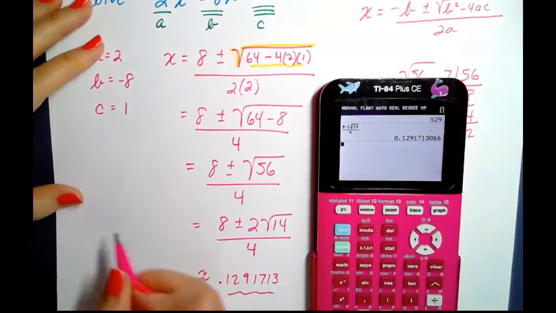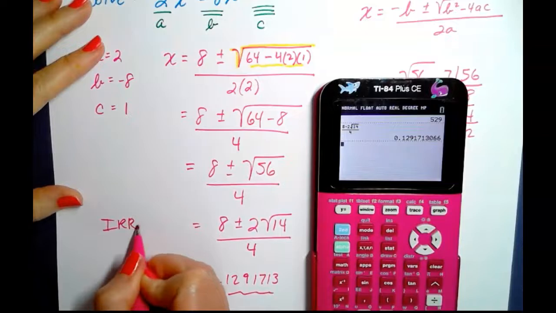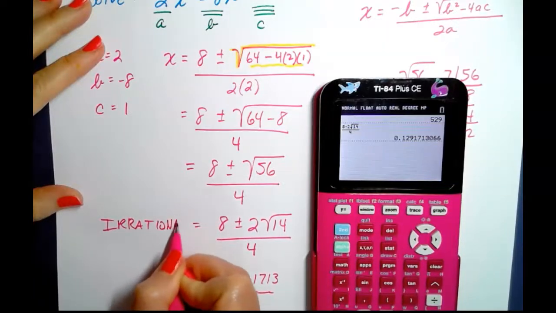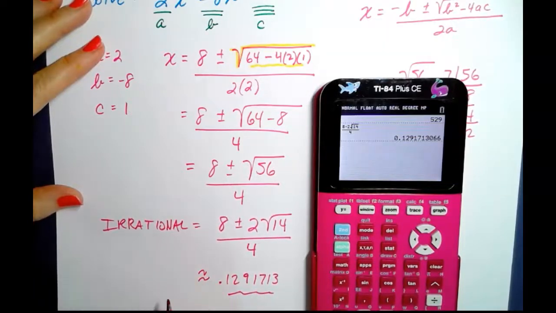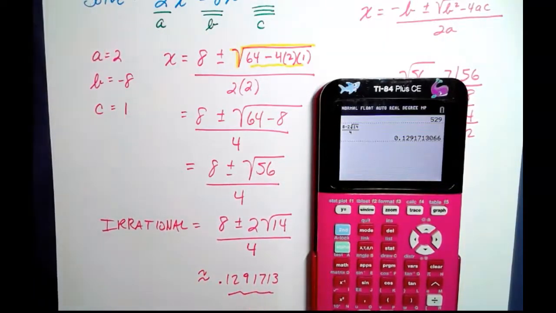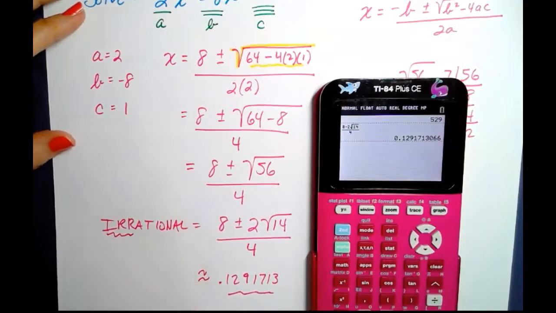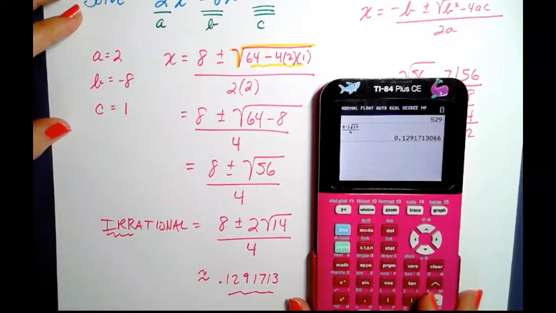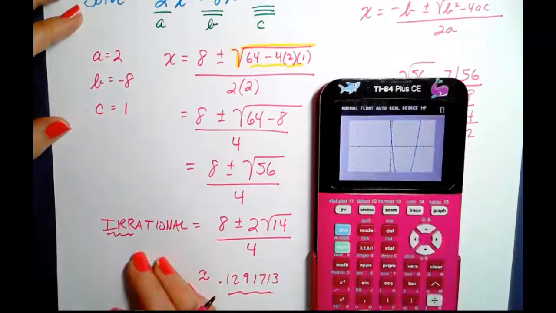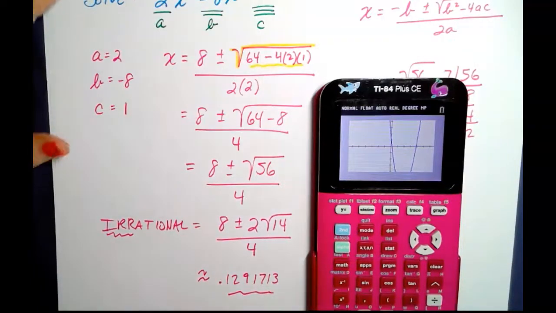That is an irrational root. It's irrational because it is a non-terminating decimal. It's just going to go on forever. It's very irrational. So that's how we use the quadratic formula, and these are the graphs that the quadratic formula helps us to understand.